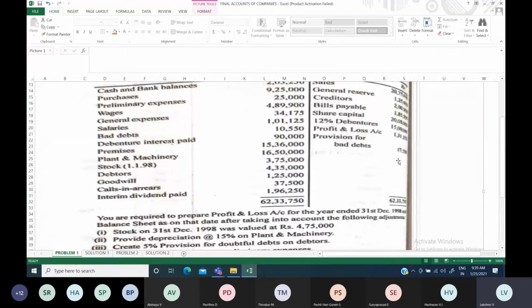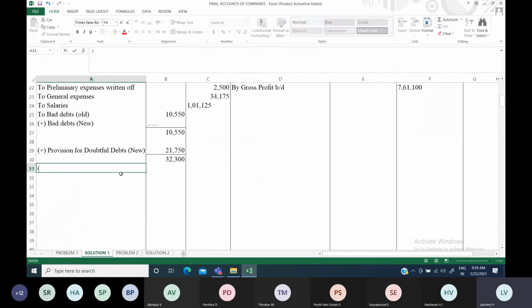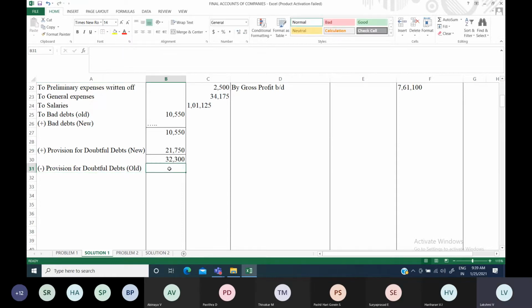Okay. So provision for bad debts, if you see, it has been given as 17,500. So now this has to be subtracted. Provision for doubtful debts old, 17,500. So that amount has to be deducted here.